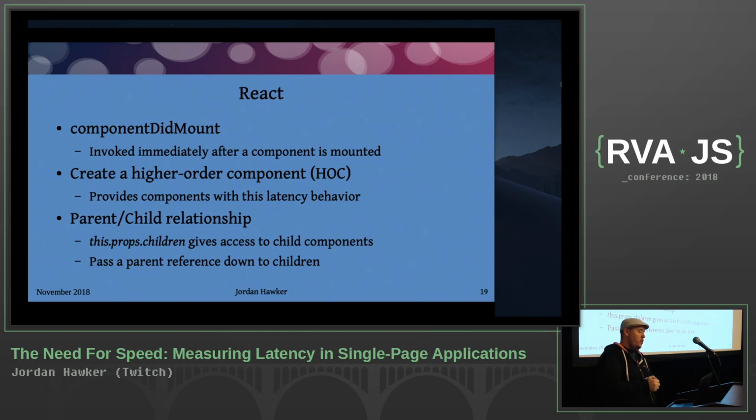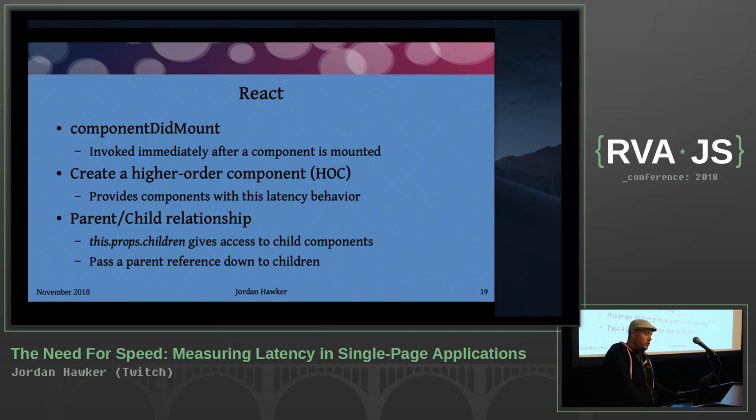Architecturally, I would recommend creating a higher order component for this, because you can encapsulate all of this latency tracking functionality in this higher order component and then wrap all of your other components in it in order to share that code. And then in terms of establishing that parent-child relationship, you can just use this.props.children, which gives access to the child components. So inside your HOC, you can actually just go in and pass a reference to yourself down to the children using the children prop. And then your children would then have a parent prop that they can use to say, hey, I'm done, go ahead and check your own conditions.